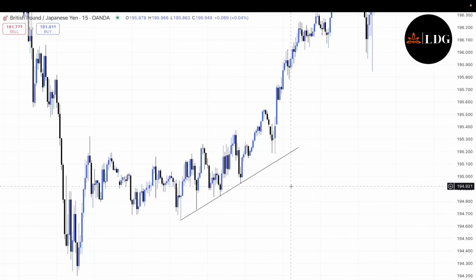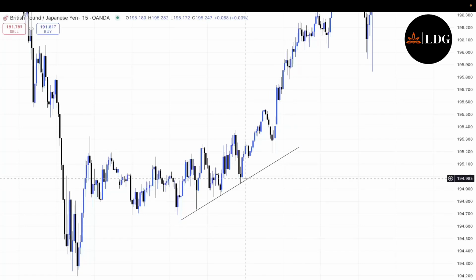Now, in a downtrend, it's the opposite. It's drawn above the price and connects the lower highs together. Now, the key with trend lines is that it's not just a random line. It actually reflects the market's momentum and structure. So, the more times price respects this trend line, the stronger that trend line becomes, and the more times you'll see it respecting this trend line.